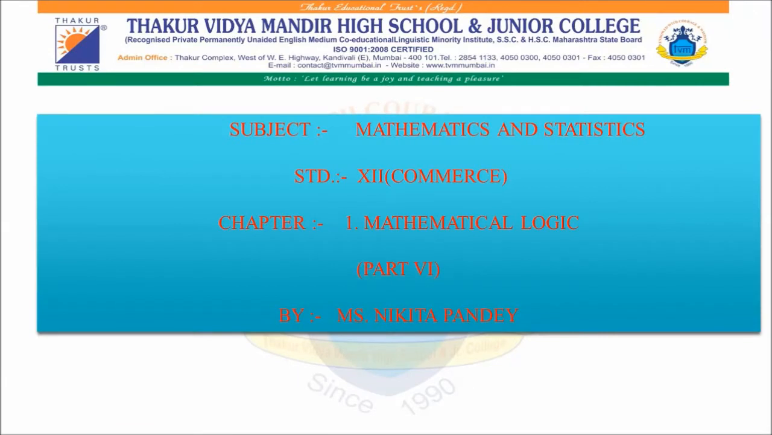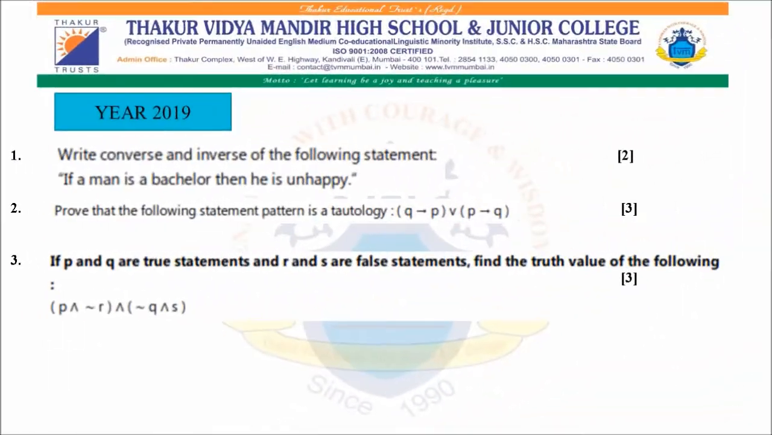This is the sixth part of the video. In this part, we will see the question paper of year 2019 and its solutions. There are three questions from logic in year 2019. First question is: write converse and inverse of the following statements. The statement is: if a man is a bachelor, then he is unhappy. This question is of 2 marks.